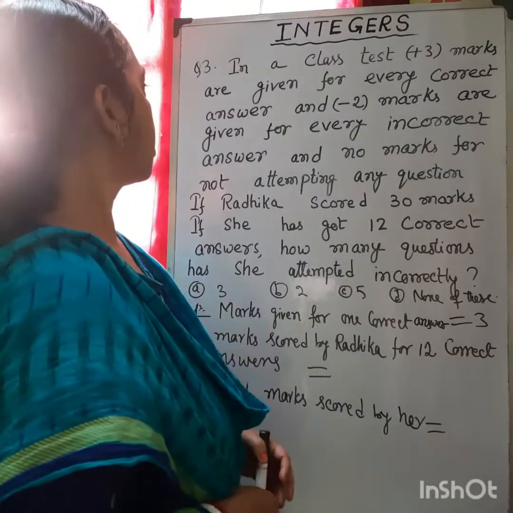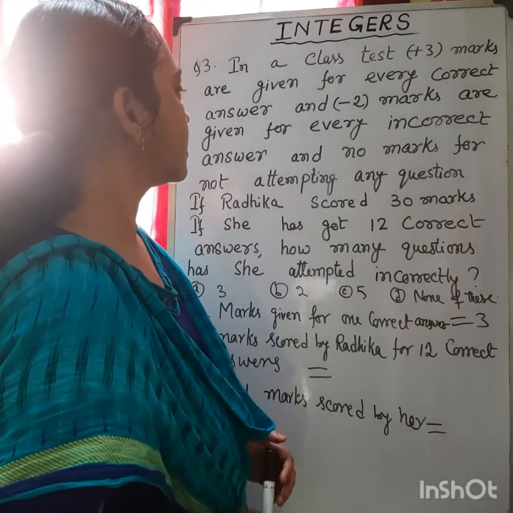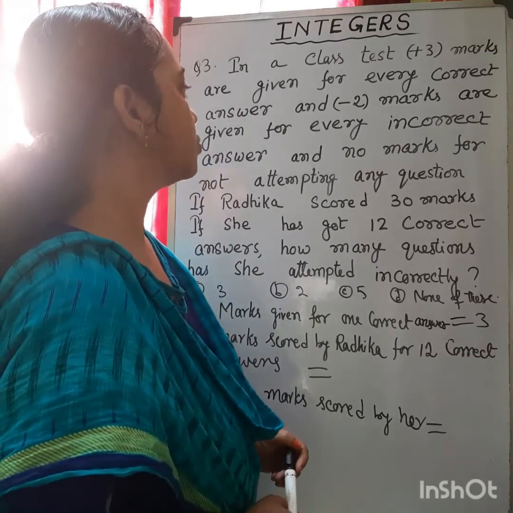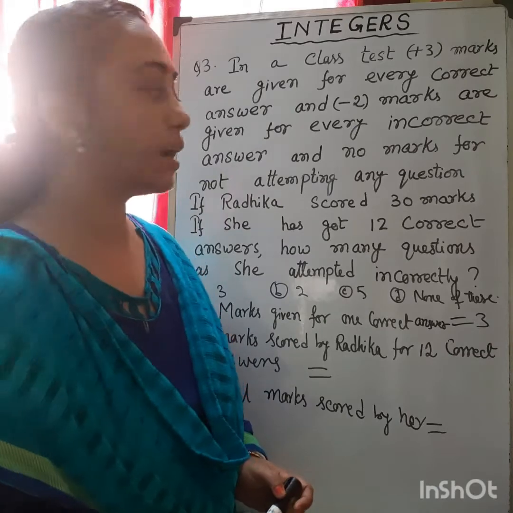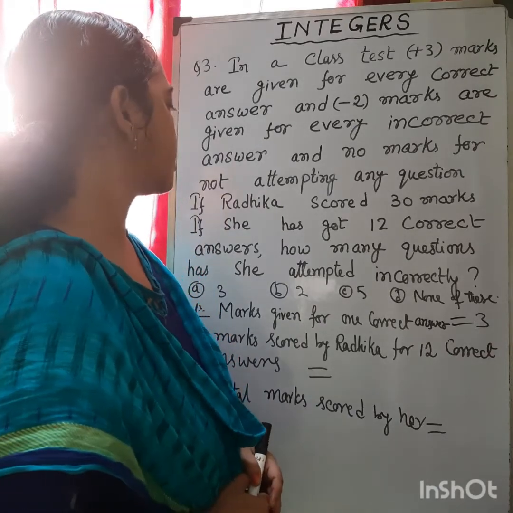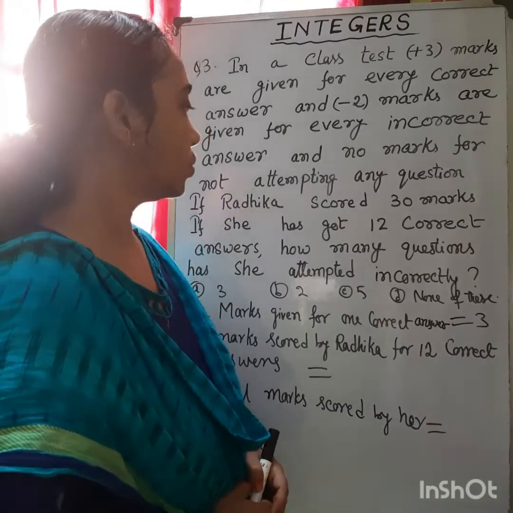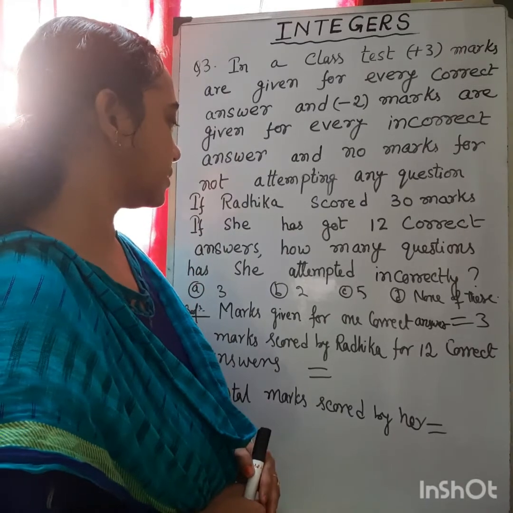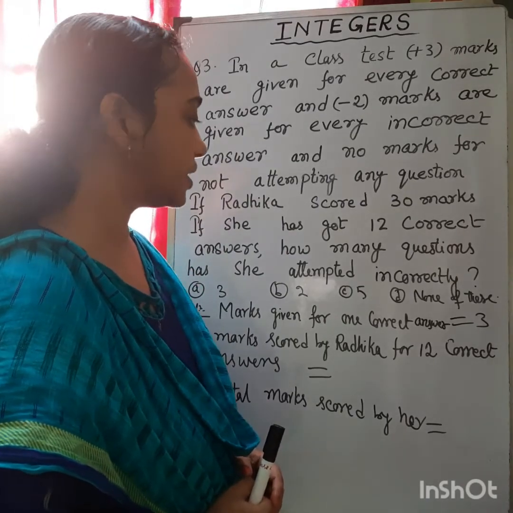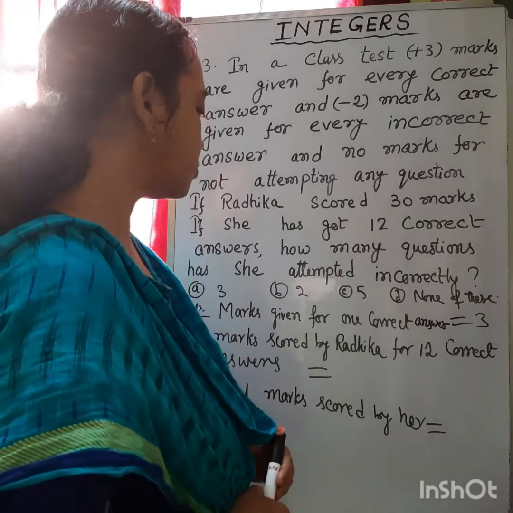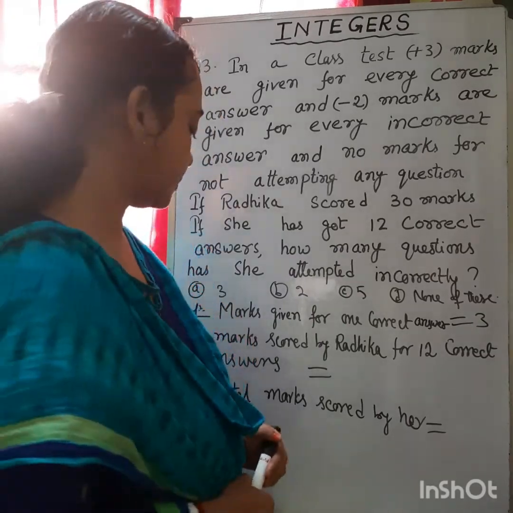Now let us do another question: in a class test, +3 marks are given for every correct answer and -2 marks are given for every incorrect answer, and no marks for not attempting any question. If Radhika scored 30 marks and she has got 12 correct answers, how many questions has she attempted incorrectly? The options are given here: 3, 2, 5 and none of these.